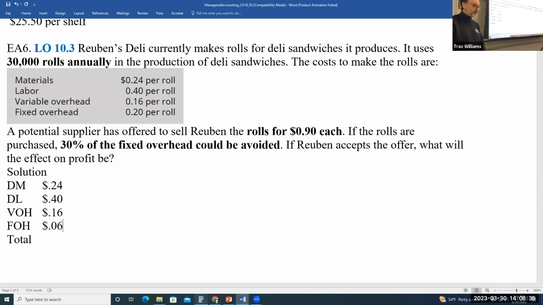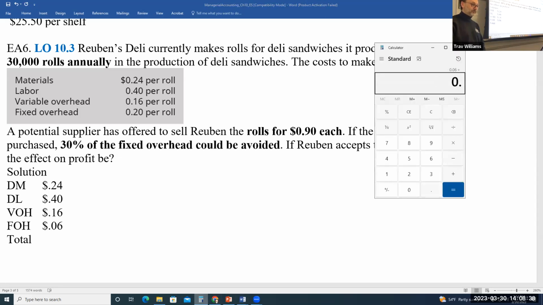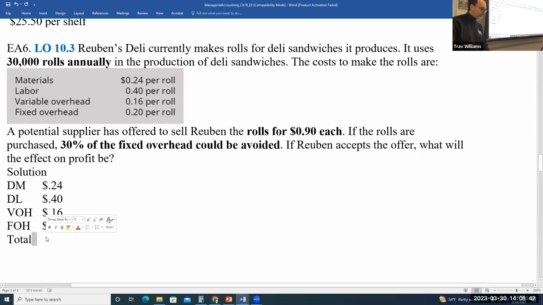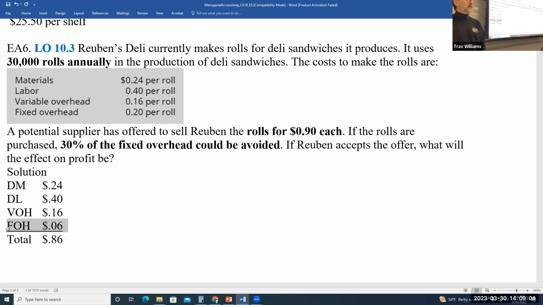Now, if we add it all up, I get 86 cents. Is that right? Yeah, 86 cents. Okay. So in other words, if we make it ourselves, it's really costing us 86 cents per roll. And if we don't make it ourselves, that saves us 86 cents per roll. The rest of the fixed overhead costs we're going to have either way, right? The rest of the fixed costs are unavoidable, so they're really not relevant.